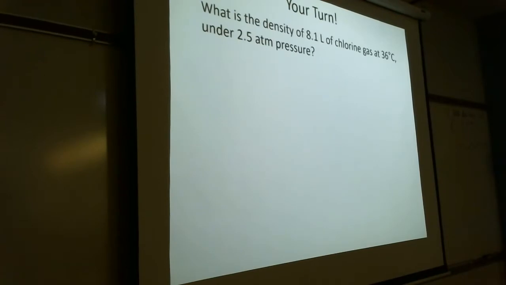So you do this one. What's the density of 8.1 liters of chlorine gas at 36 degrees Celsius under 2.5 atmospheres pressure?